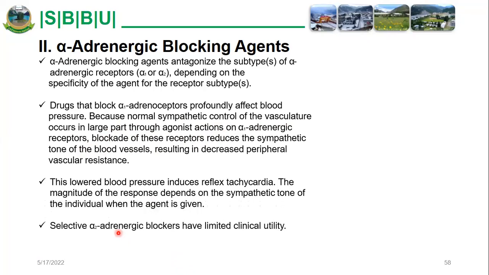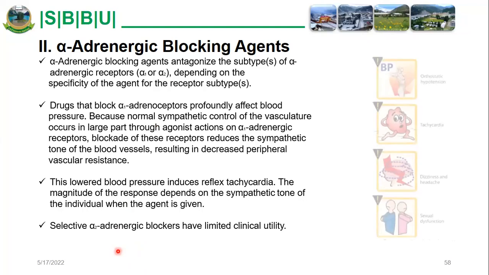Selective alpha 2 adrenergic blockers have very limited clinical utility. Alpha 1 has more clinical efficacy and utility as compared to alpha 2. Alpha 2 has limited clinical utility.